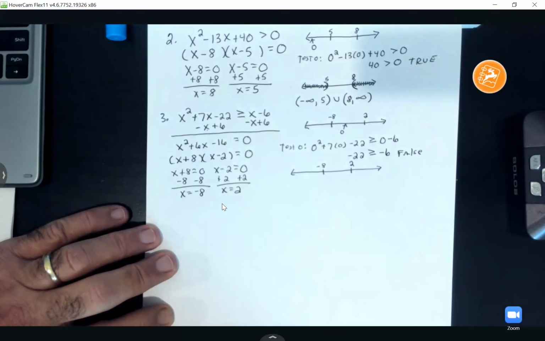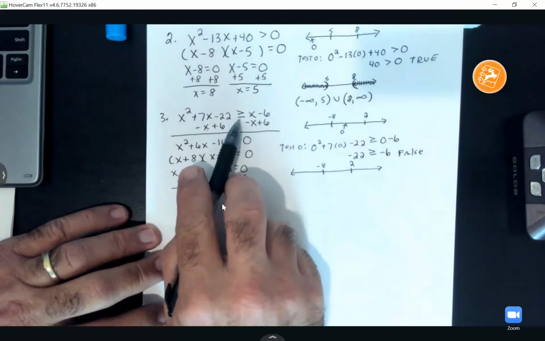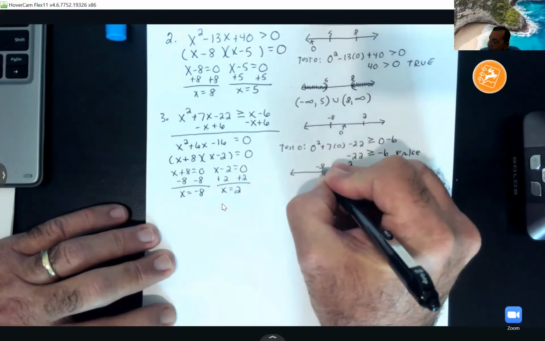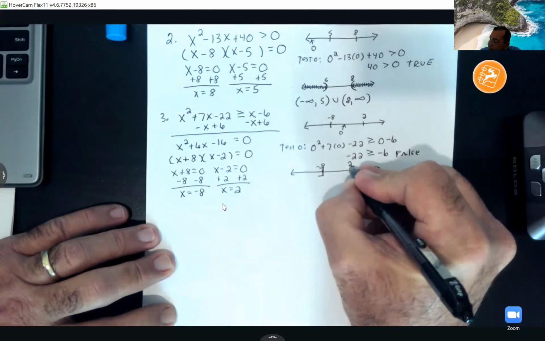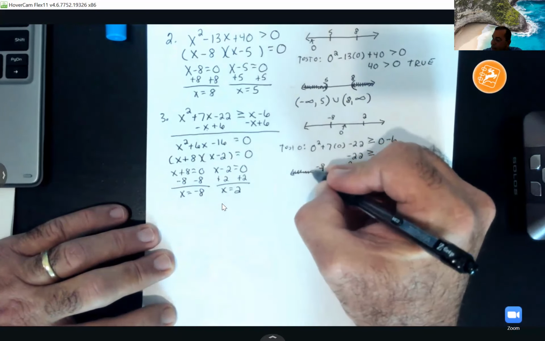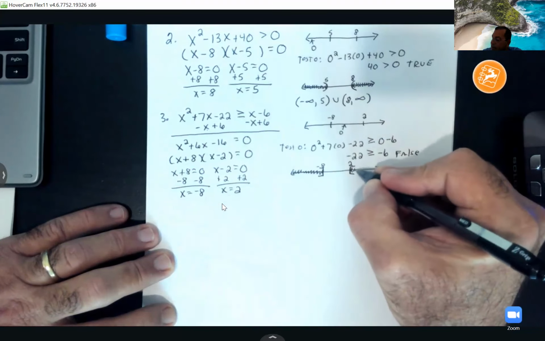You're gonna use brackets. I'm going to use brackets. Good job, because that thing's got that equals in it. So I know I'll have a bracket facing that way and a bracket facing that way. And then I just shade those edges.